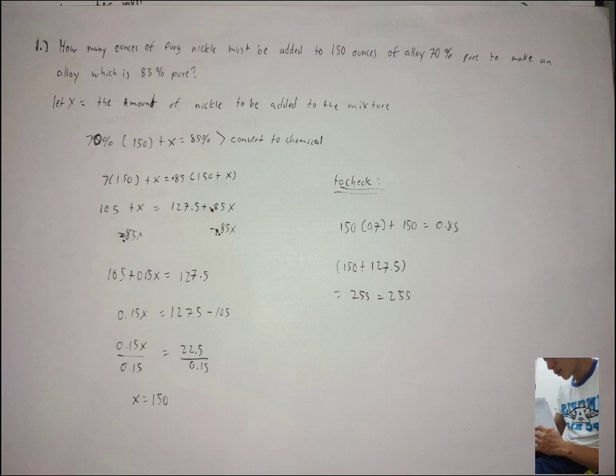0.15X is equal to 127.5 minus 105. So we divide both sides by 0.15, and it will give the answer X equals 150. To check, 150 multiplied by 0.7 plus 150 is equal to 0.85 times 300. So 105 plus 150 is equal to 255, and 255 equals 255. So the answer is correct.